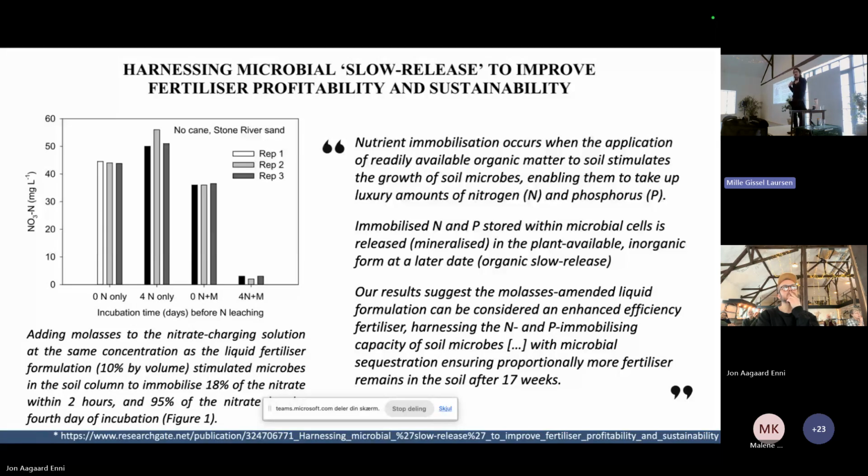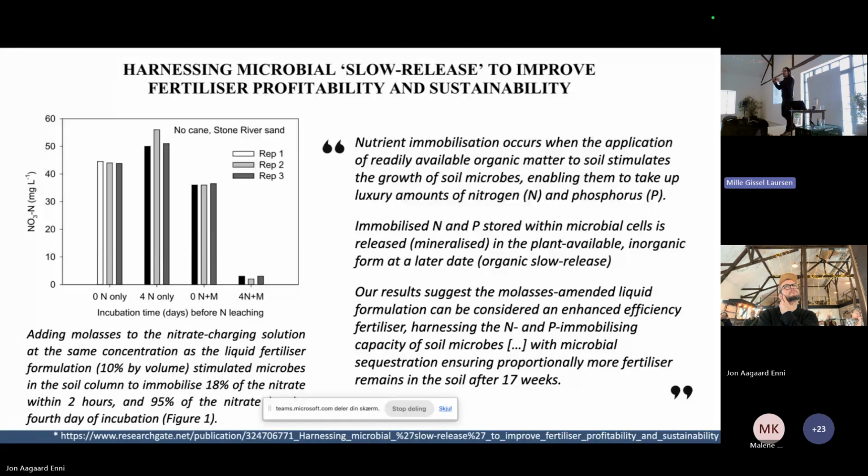Because remember, bacteria are just like plants, just like animals, just like us. We all require macro and micro minerals to function. So they need those same nutrients. When we provide the energy with the nutrients, they will take up the nutrients and grow their bodies, grow their biomass. And that's what they found. So that immobilized, locked up nitrogen and phosphorus gets put into the bacterial bodies, stored within those microbial cells, and it is released or mineralized at a later date in the plant available form, often released in either inorganic or organic form. But in essence, it's creating an organic slow release fertilizer.